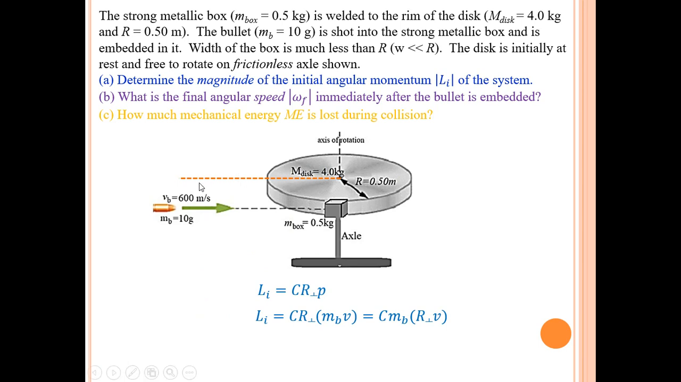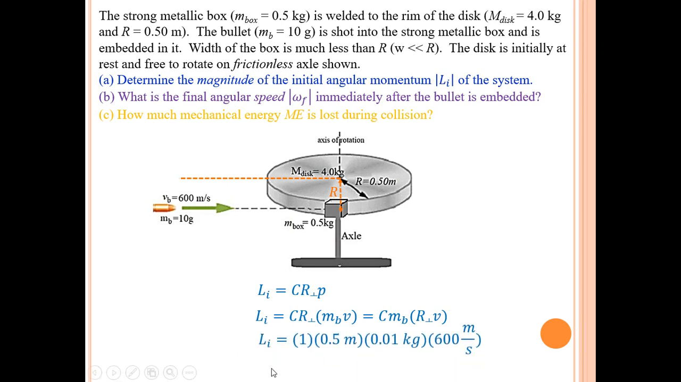So I just kind of drew a dashed line here that goes through the axis of rotation, and which is parallel to the direction of motion of the bullet. But then you need an R that's perpendicular. So in this case, the radius of the disk is already perpendicular to the direction of motion. So we don't have to do anything fancy here. All we have to do really is just plug and chug.